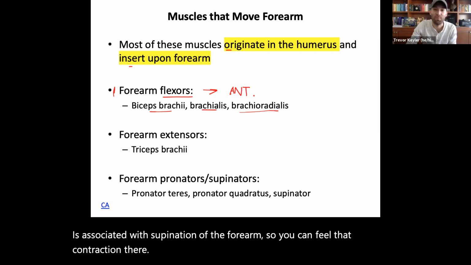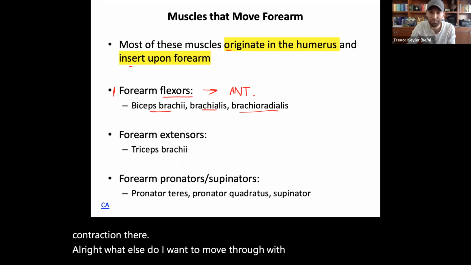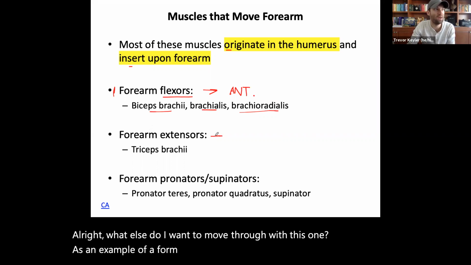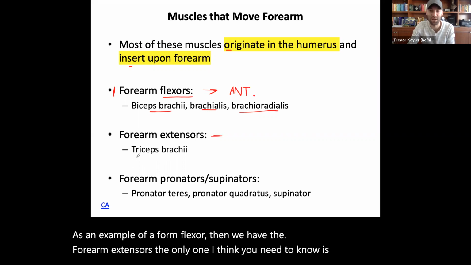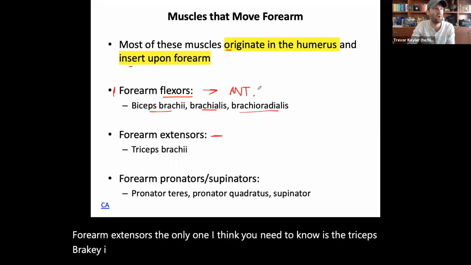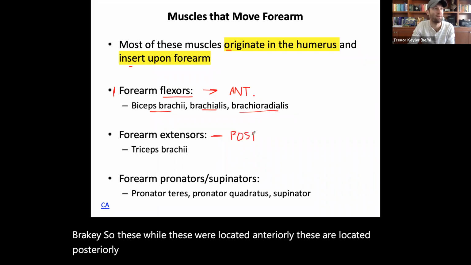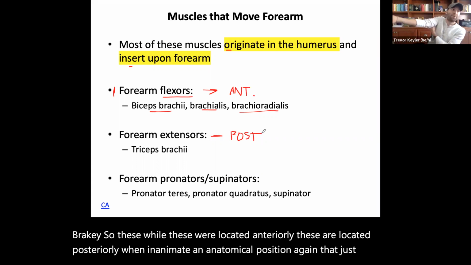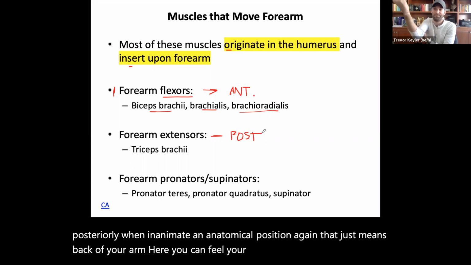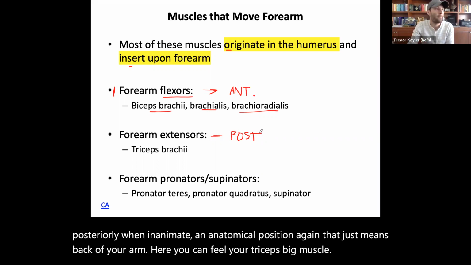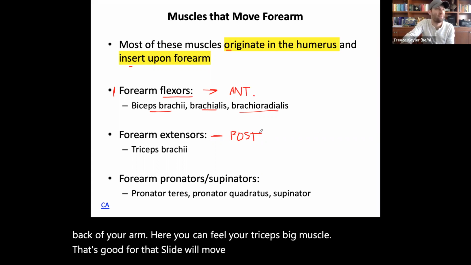All right, what else do I want to move through with this one? That's an example of a forearm flexor. Then we have the forearm extensors. The only one I think you need to know is the triceps brachii. So while these were located anteriorly, these are located posteriorly when in anatomical position. So again, that just means back of your arm here. You can feel your triceps, big muscle. Okay, that's good for that slide. We'll move in and actually start looking at some of these muscles then.